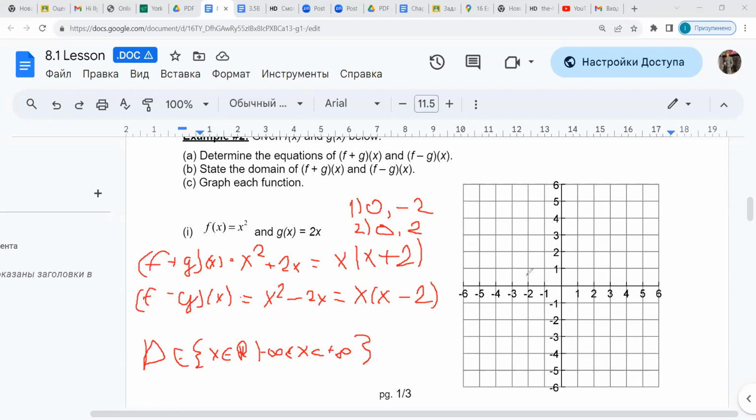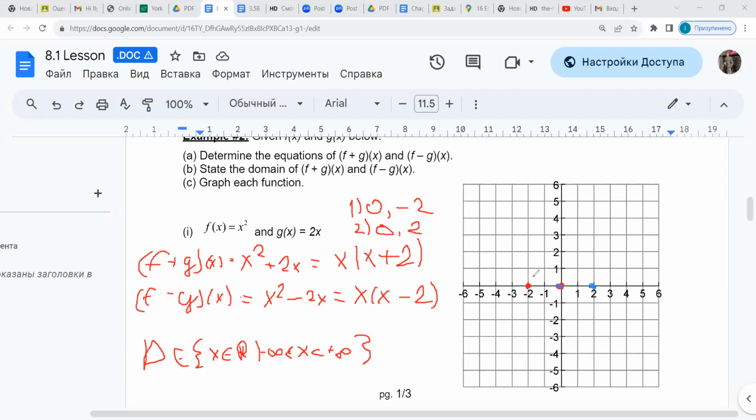So these are the points where y equals 0, so it's the x-intersections, right? So we're crossing the x-axis. For the first one, it's going to be happening at 0 and -2. This is where we cross the x-axis, the x-intercept. And for the second one, I'm going to use the blue color for that. It's also going to be 0 and 2. Sketching the graph number 1.